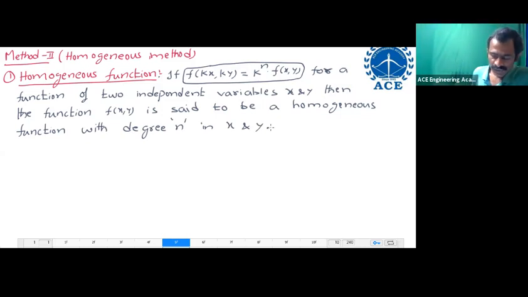If you are given some function of two independent variables x and y, and if you want to check the function is homogeneous or not, you have to verify this condition. The condition is f of kx comma ky equal to k power n into f of x comma y. Here n is any number.